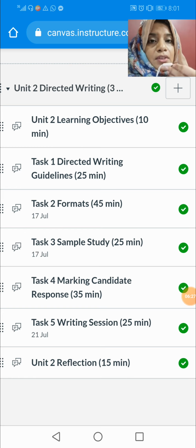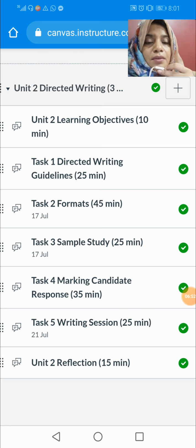So I'm simply saying that the assignment or the task would be read twice, once for finding out if the task fulfillment is achieved or accomplished, and the second time you're reading it to find out whether the language criteria is met or not. So there are two separate band descriptors for this purpose.